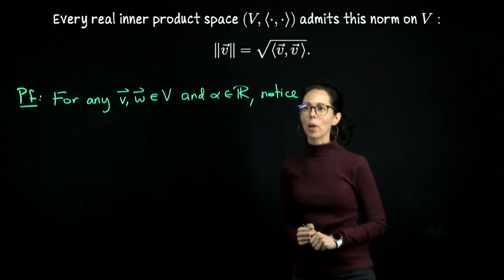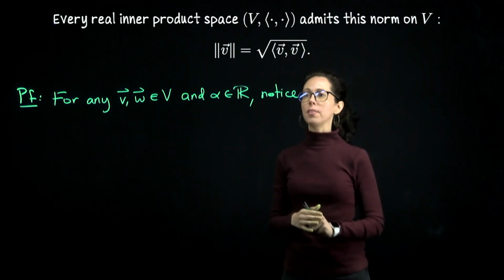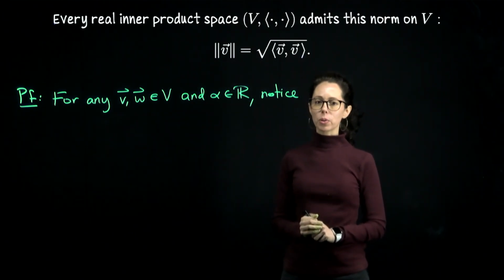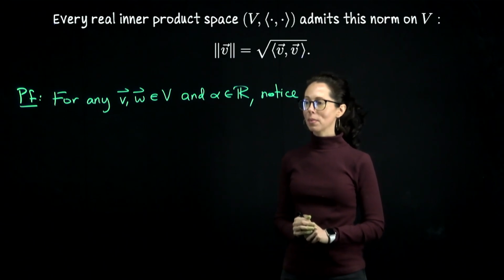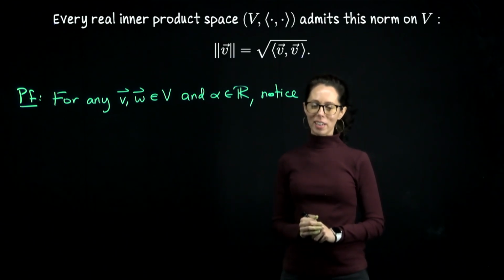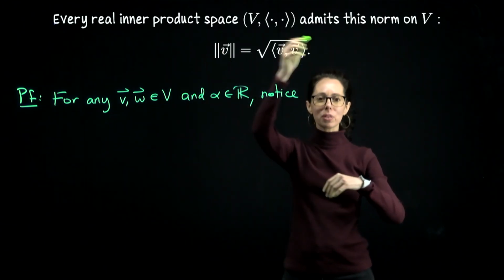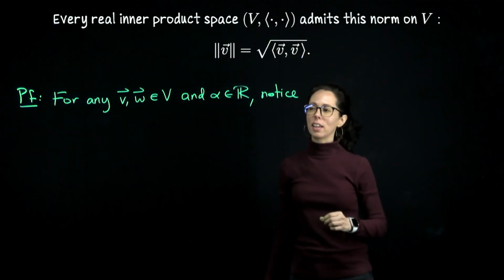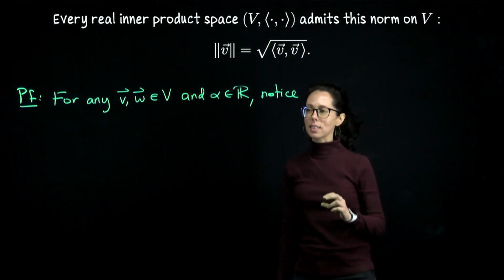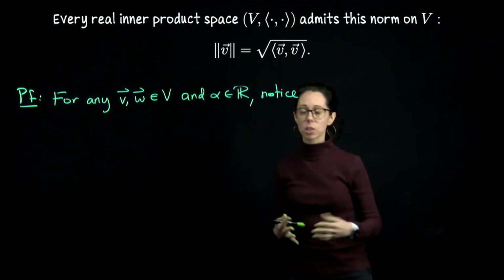To check the triangle inequality, we want to see if the norm of v plus w is less than or equal to the norm of v plus the norm of w. It's a multi-line computation, and I don't want to write square root over and over and over again. So what I'm going to do is examine the norm of v plus w, that norm squared.